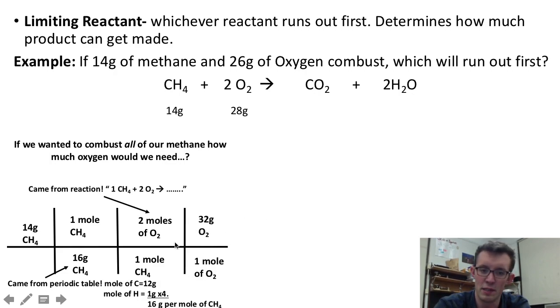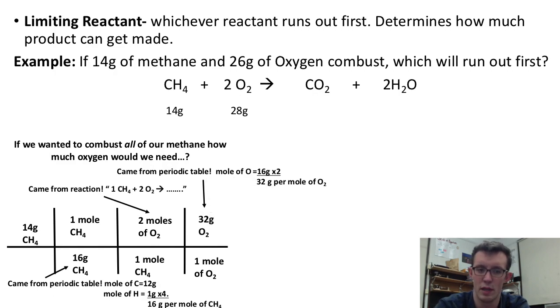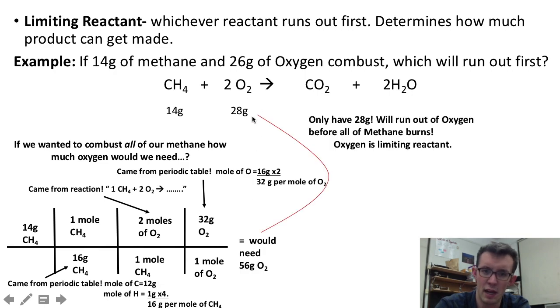And last, we can convert the moles of oxygen into grams of oxygen because we know that 1 mole of oxygen molecules must weigh 32 grams. That information came from the periodic table as well. When you crunch these numbers, you would see then that we would need 56 grams of oxygen, which you'll notice we don't have. We only have 28 grams of oxygen. So we don't have enough oxygen to combust all of our methane. We would run out of our oxygen before all of our methane had combusted. So oxygen would be our limiting reactant.